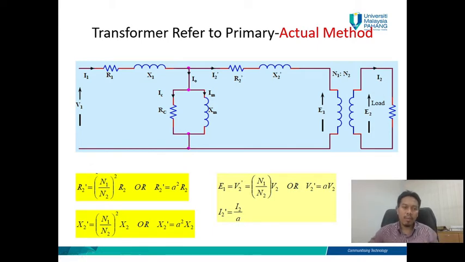Then we can calculate the parameter values of R2 prime and X2 prime using this equation. R2 prime is equal to N1 over N2 squared, which is a, where N1 over N2 is the transformer ratio, a, times R2. Or R2 prime is equal to a squared R2. For the reactance, the formula is also the same: X2 prime equals a squared X2. So we can calculate the new values of R2 prime and X2 prime.